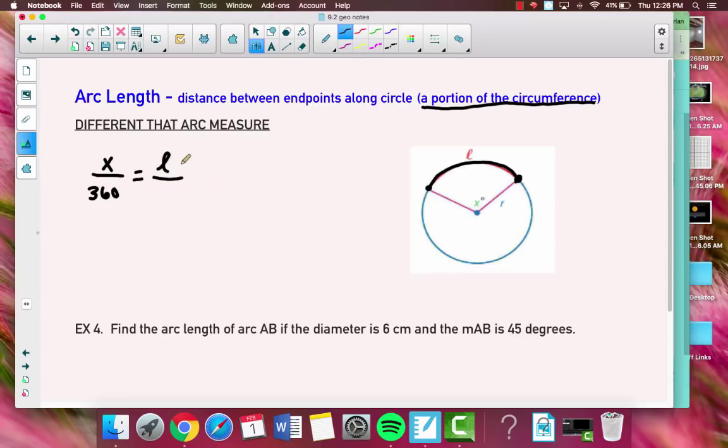What is the formula for circumference? 2 pi r. Or depending on what you're given, you could use pi d. Most of the time we'll have radius, it just depends on the picture. This proportion right here, you want to make sure you write down. This is the degree, this is the arc length that you will typically be solving for, and this is the circumference. And 360 will always be the same because that's the total number of degrees.